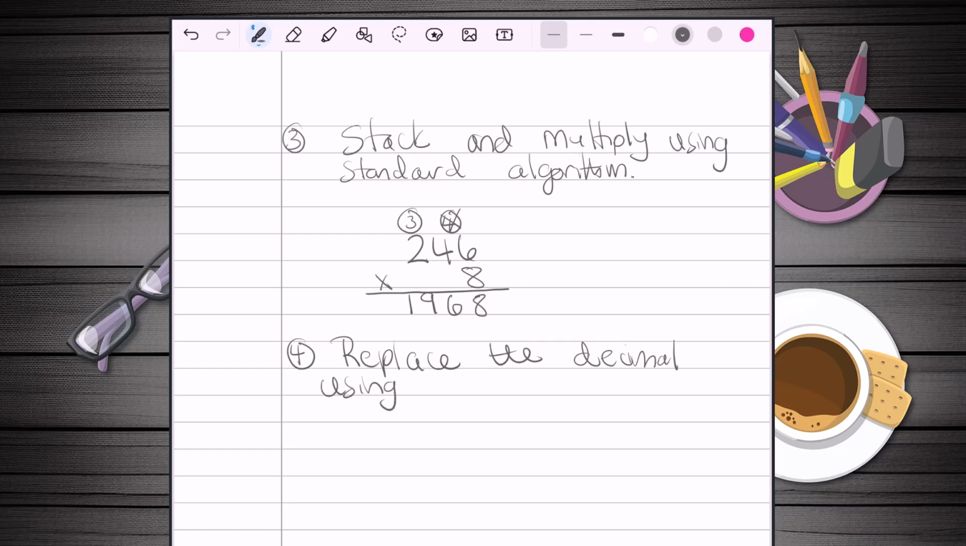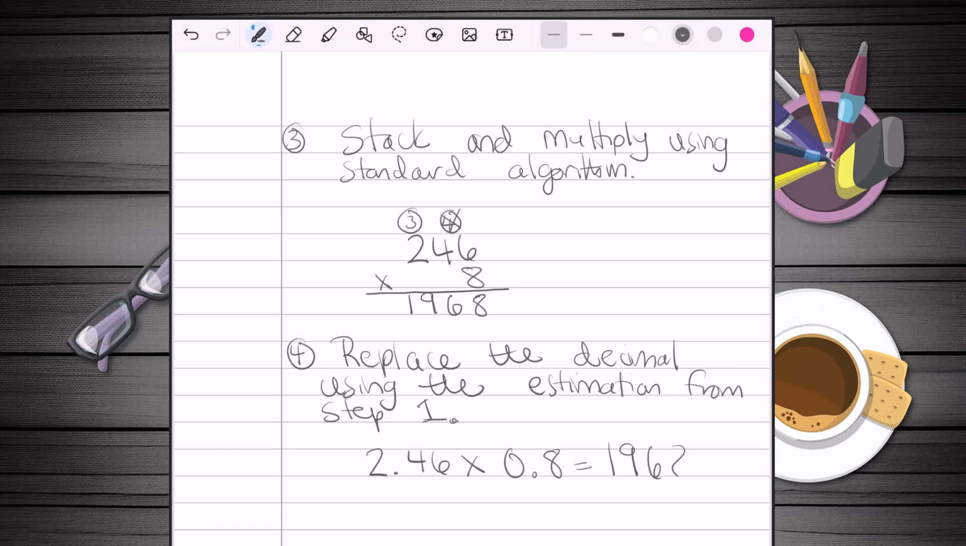Step 4. We're going to replace the decimal point using our place value understanding. We're going to go back and use the estimate that we created in step 1. Replace the decimal using the estimation from step 1. So I'm going to rewrite my original problem, 2 and 46 hundredths times 8 tenths equals 1,968. Now that is not correct.